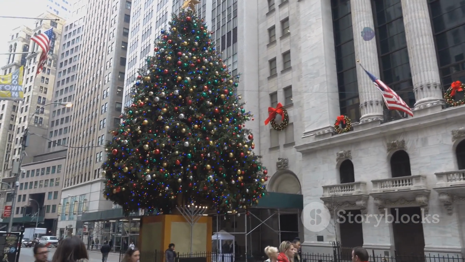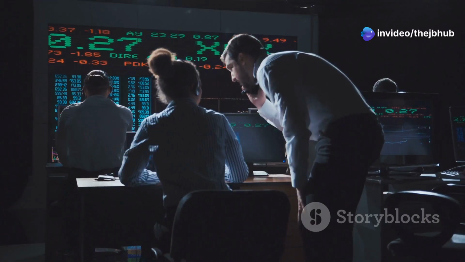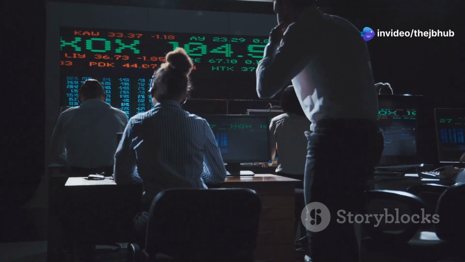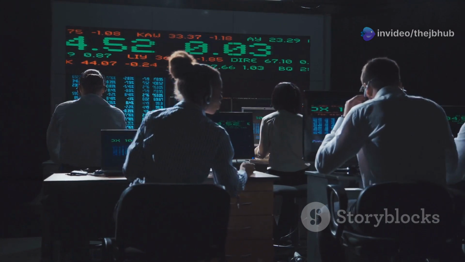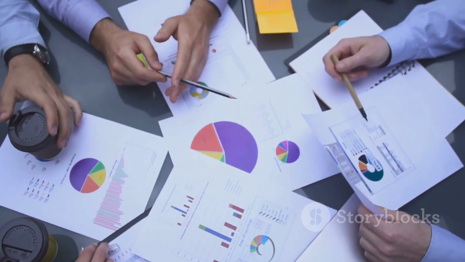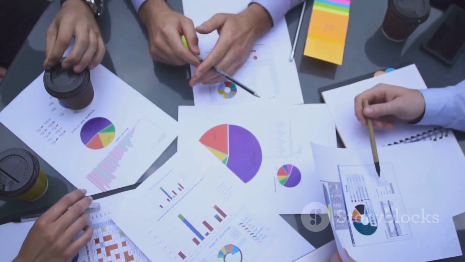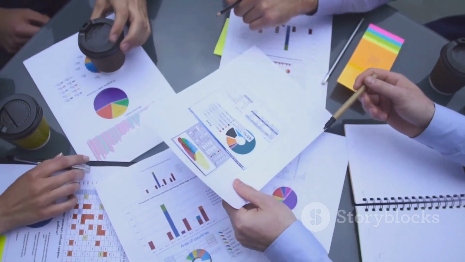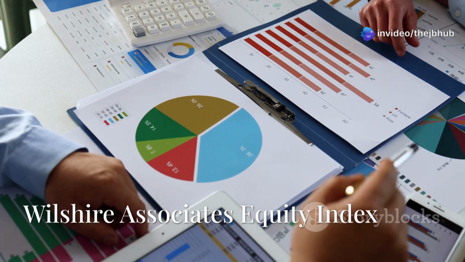The New York Stock Exchange Composite Index. The NYSE Composite Index contains all common stocks listed on the New York Stock Exchange. The index is further divided into 4 sub-indexes for industrial, transportation, financial, and utility issues.